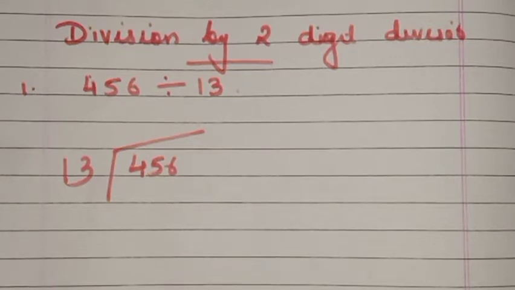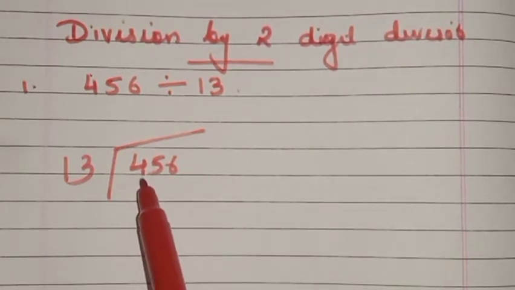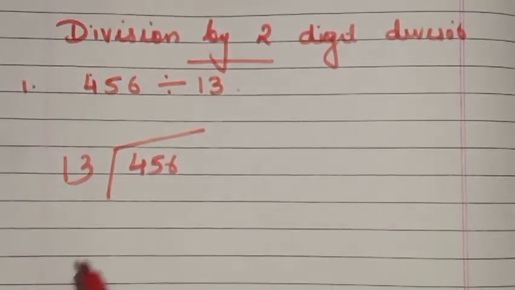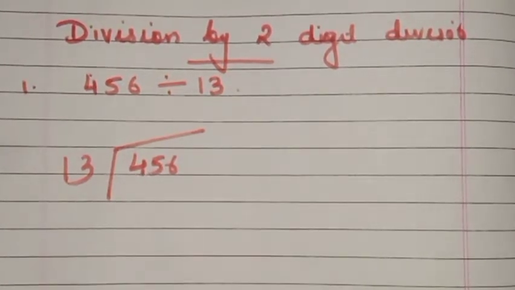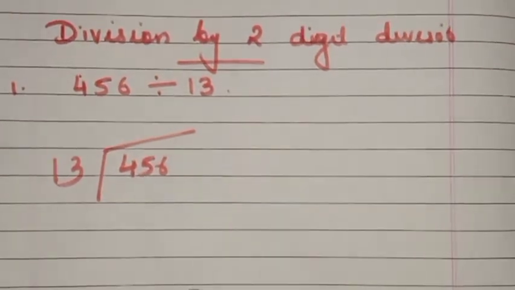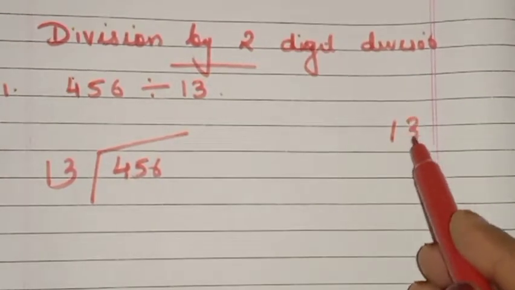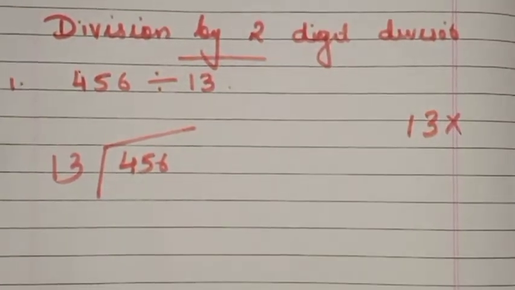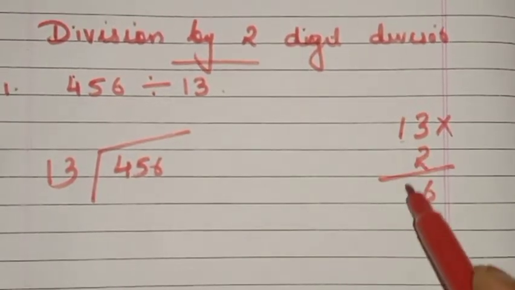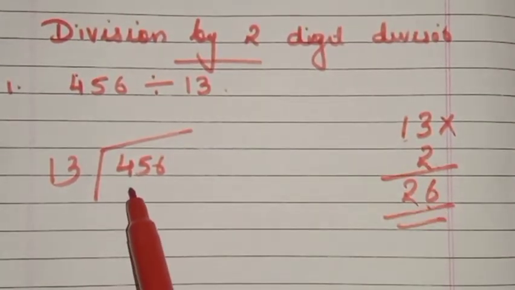Here, first we take 13. The first number, 4, is smaller than 13, so we take these two numbers, 45. Then you multiply and find the answer. If you studied the table, it is easy. Otherwise, you assume some numbers. First, 13 into 2: 3 twos are 6, 2 ones are 2, so 13 into 2 is 26. 26 is smaller than 45.